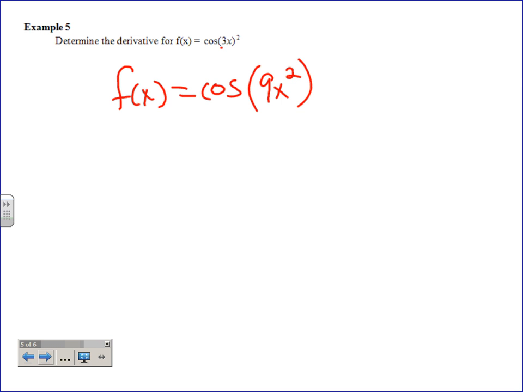Well, we need chain rule. I heard a couple no's. I heard a couple yeses. Is there a function put inside some other function? Yeah, cosine of x is our main function, and what function got thrown into it? 9x squared, right? So yes, we do.